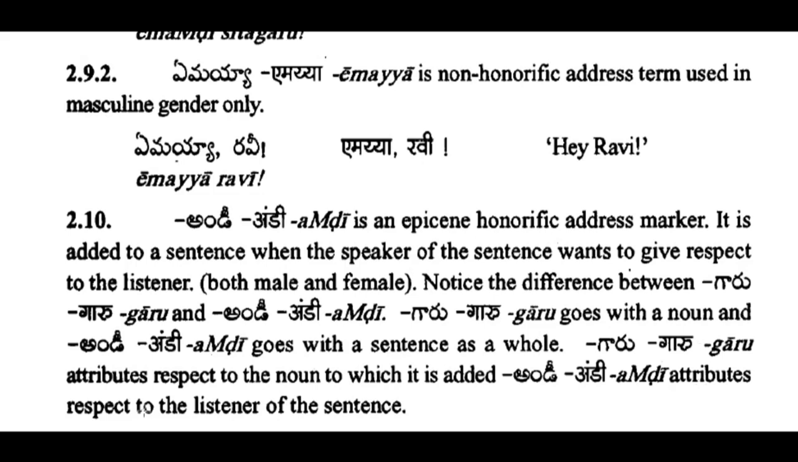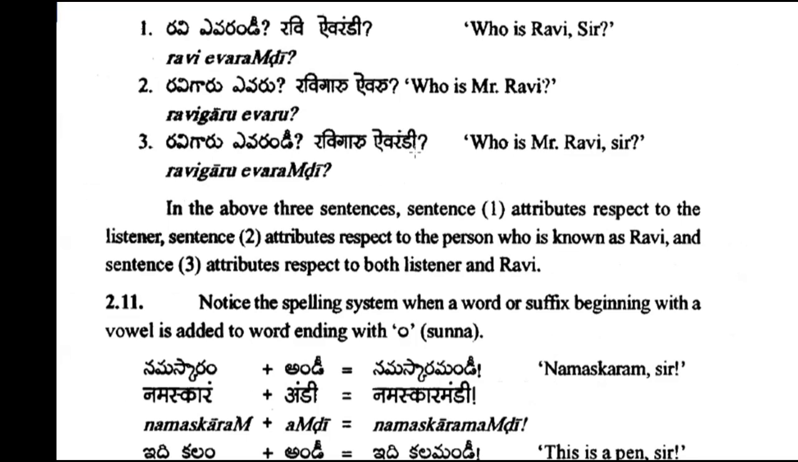Garu attributes respect to the noun to which it is added. Andi attributes respect to the listener of the sentence. I think you understand this now. Okay, let's move to the next one. We will discuss five more minutes, then we will end the session.